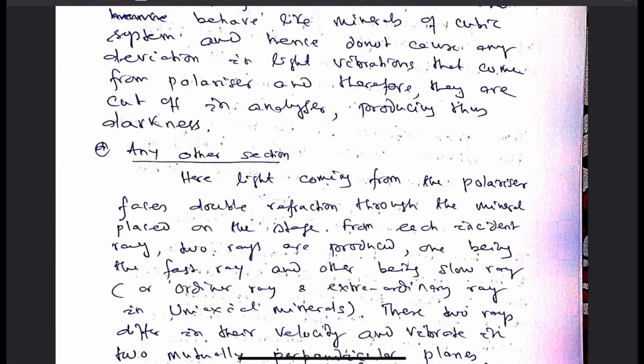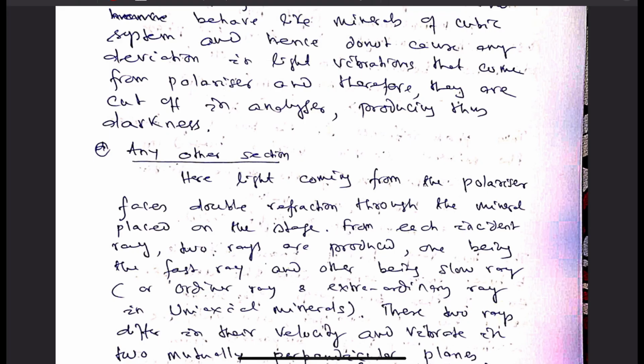So we discussed that if there is nothing on the stage of the microscope, darkness results. We have kept a mineral belonging to cubic system, darkness results. We have kept a mineral section cut perpendicular to optic axis of a mineral, in that case darkness results. Now any other section we have to take.